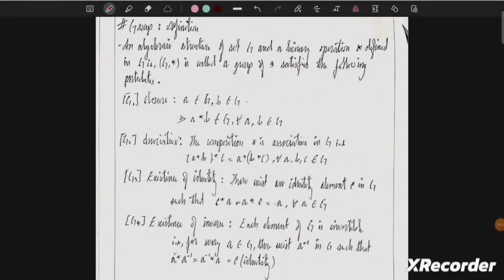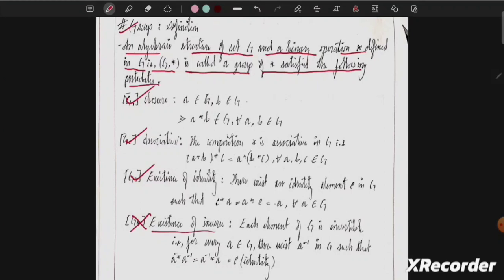Now let us look at the definition of a group. An algebraic structure of a set G and a binary operation star defined in G, that is (G, star), is called a group if star satisfies the following postulates. That is the closure property, the associative property, which we have seen, and the existence of an identity element. The extra thing out here is the existence of an inverse element. Let's understand what that means.